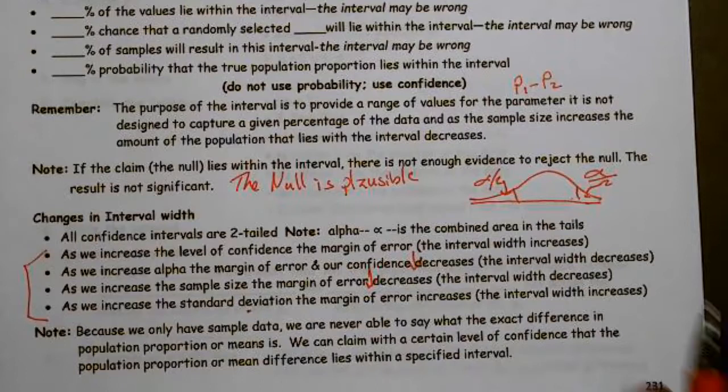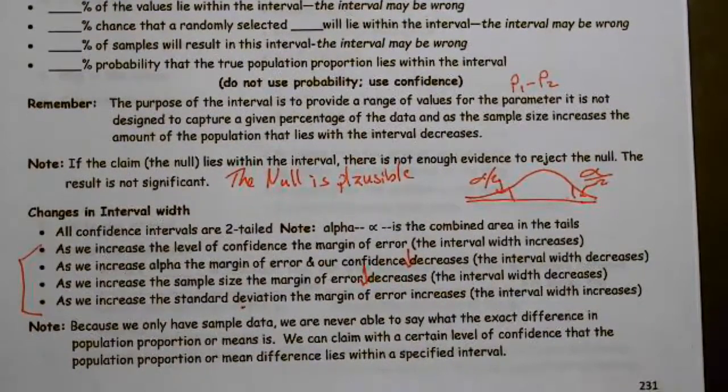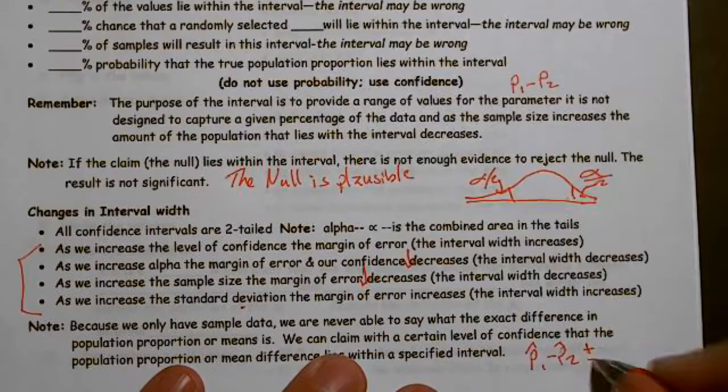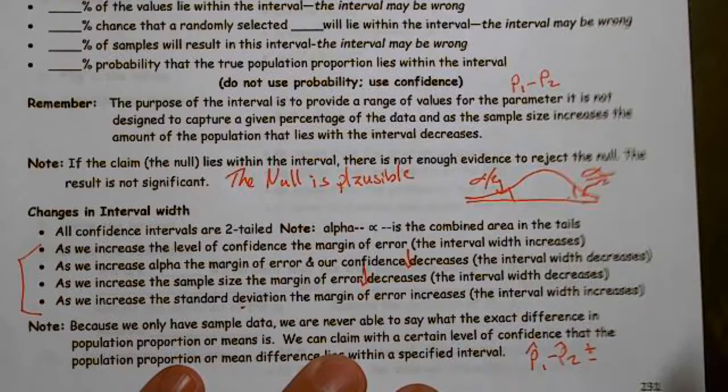And finally, because we have only sample data, we are never able to say with exact confidence what the exact difference in the population proportion or means is. It will never be 100%. We're just estimating it. And that's why we have a range of values. The range of values is the plus or minus part, the margin of error. But our best singular guess is p hat 1 minus p hat 2, and it falls within the range of plus or minus the margin of error.